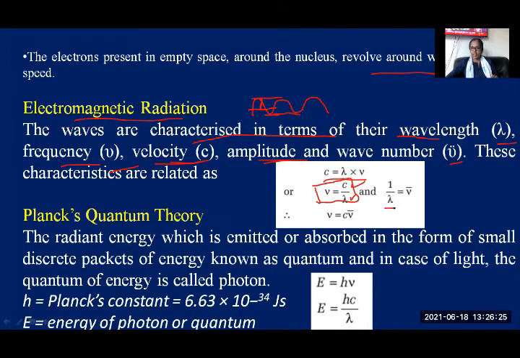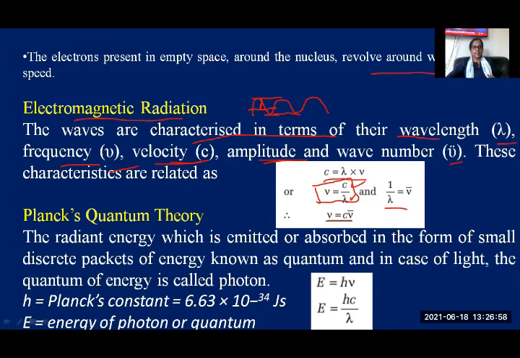And one more: what is the relationship between wave number and the wavelength? It will be 1 by lambda equal to nu bar. And therefore we can also say that nu is equal to c into nu bar. Most of the problems will be based on this. So nu is equal to c by lambda, 1 by lambda is equal to nu bar, therefore this equation can also be written as nu is equal to c into nu bar.